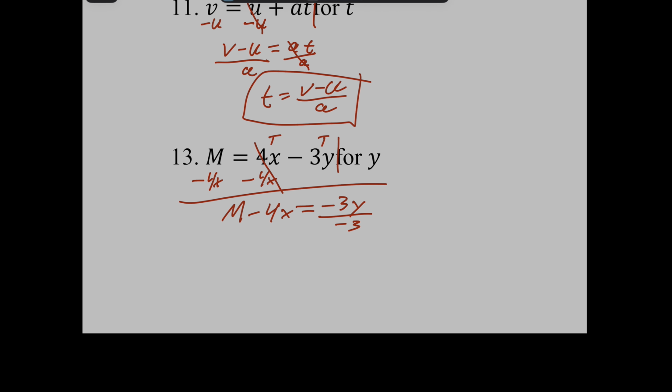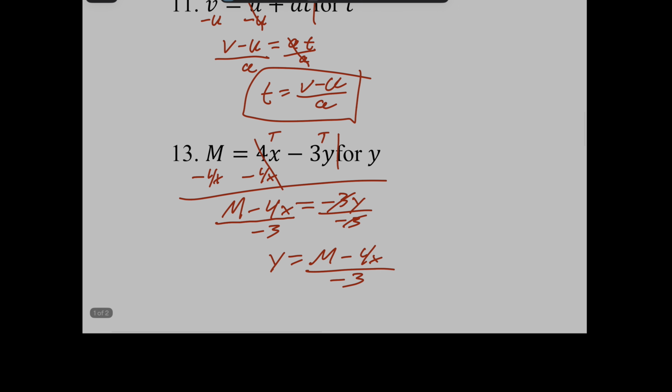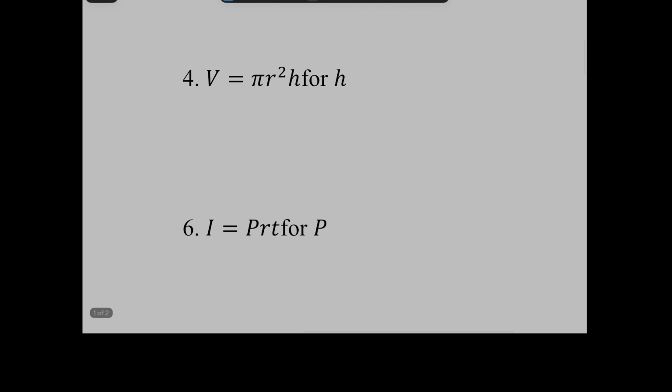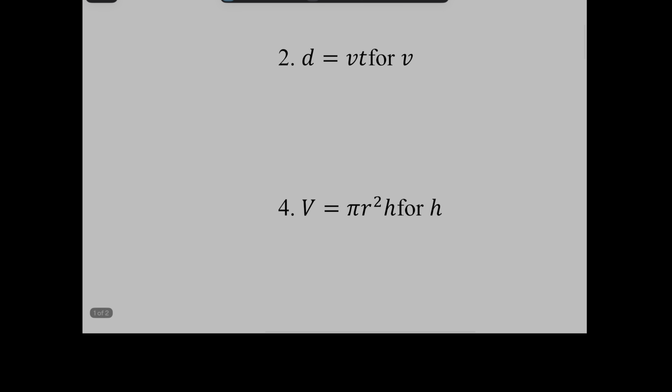What do I divide this by? All of it gets divided by the -3. So y equals m minus 4x all over negative 3. And that's how we would solve for this one. Okay, well, that's it on that column. Let's move over to this column.